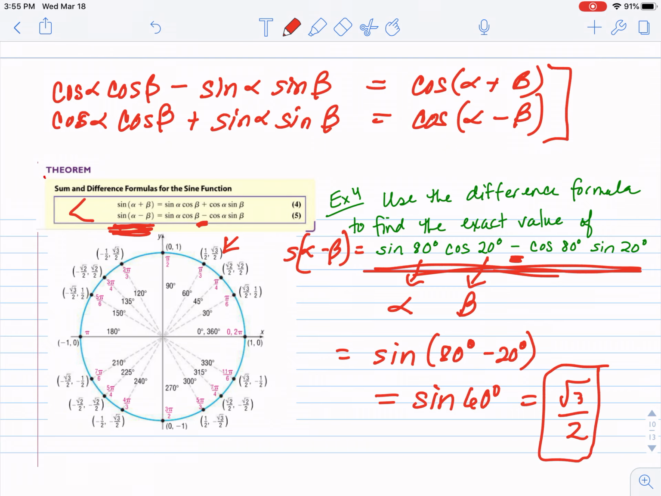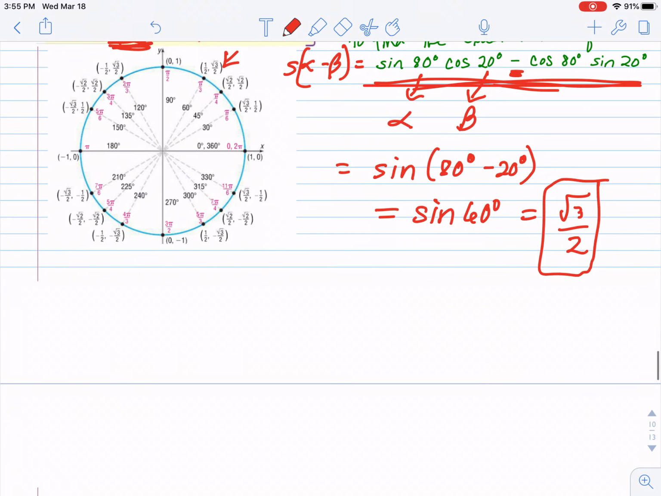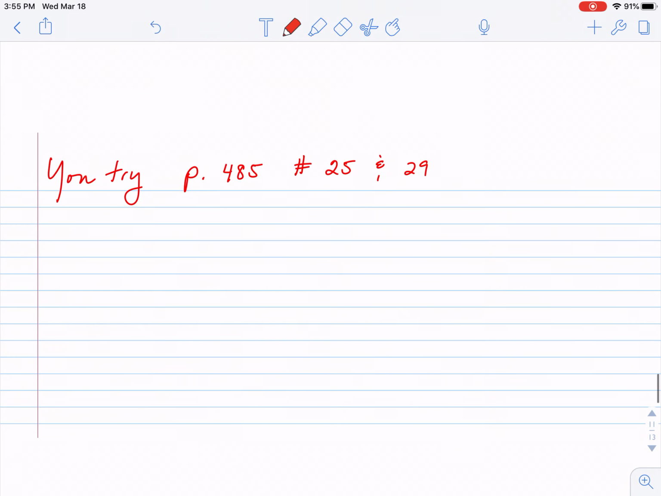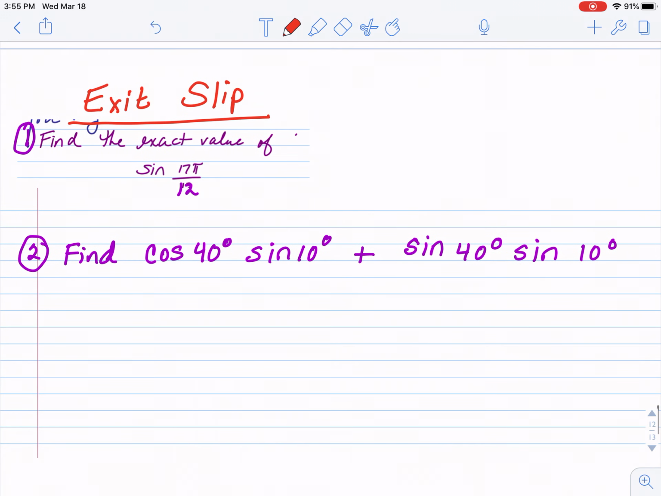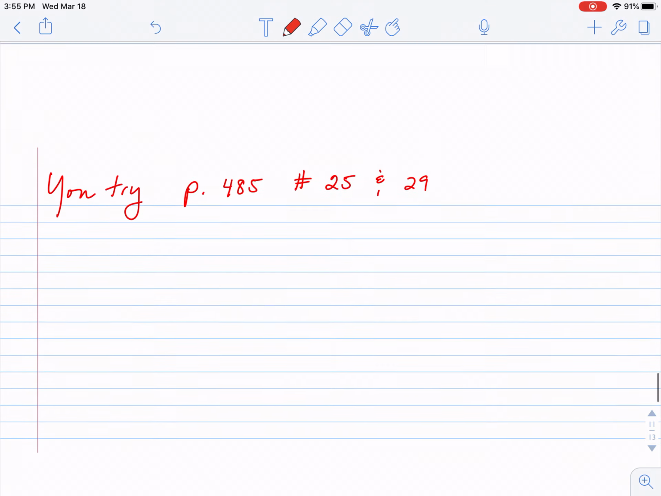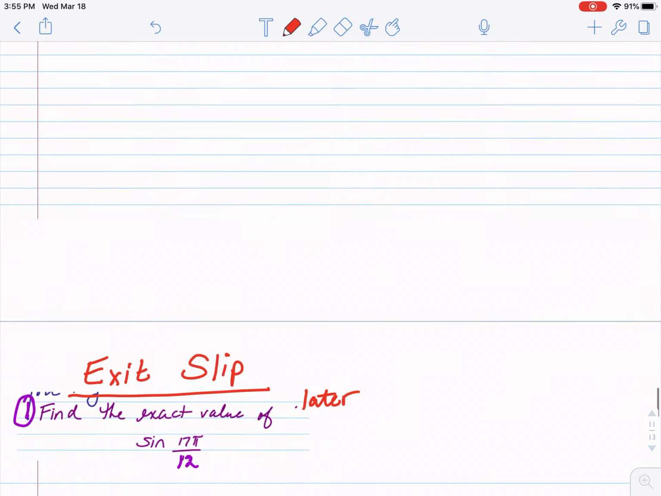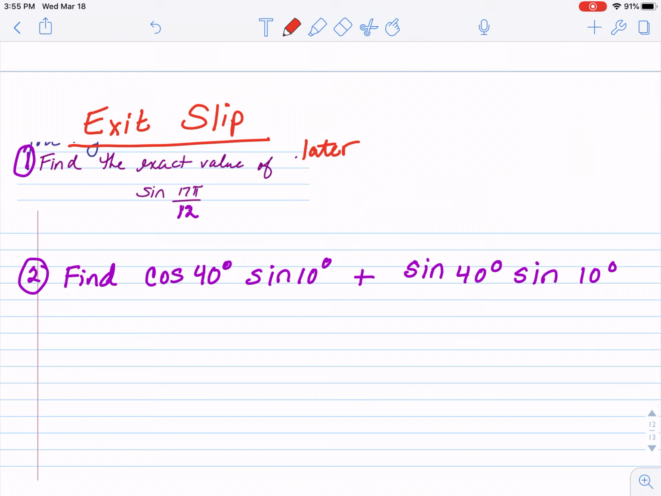All right, so if you want to play that again, play it again. All right, here's where I'm going. I'm going to the end here. This is your exit slip. These are the two I want you to find. This is the one from later, okay? This is something very similar to the one we just did, but now it's with cosine. So you have to go backwards and see which formula you're doing. Are you doing sum and difference of cosine, sum and difference of sine? Which one? You have to go back and look at the formulas, okay?